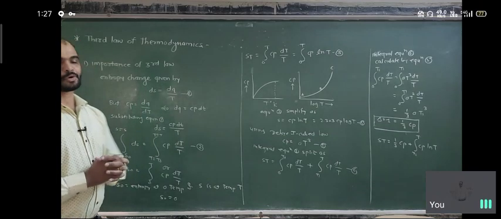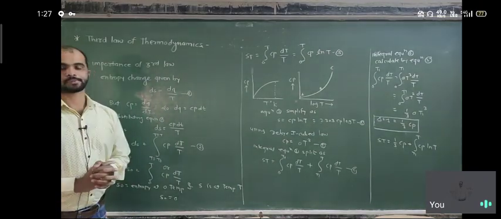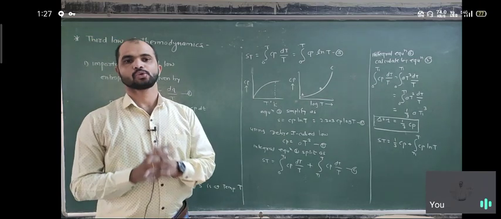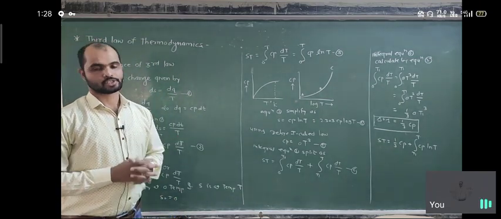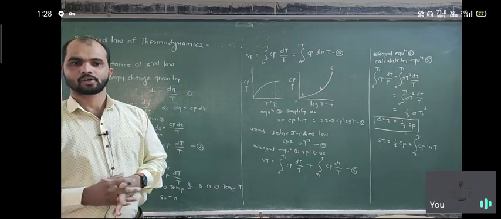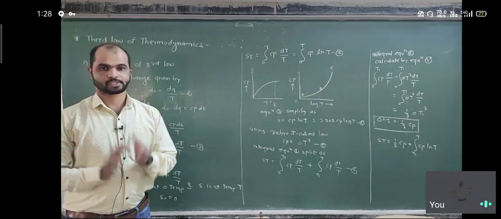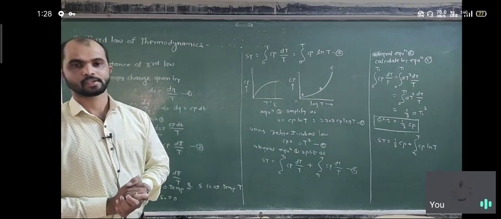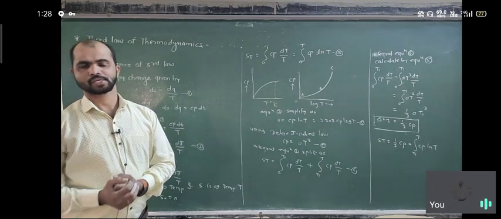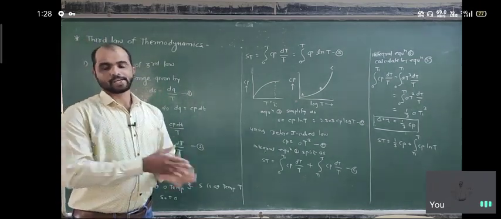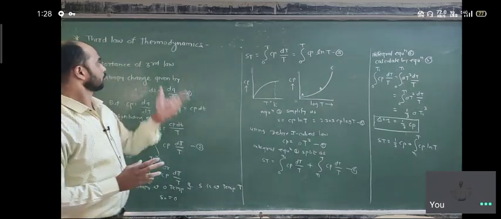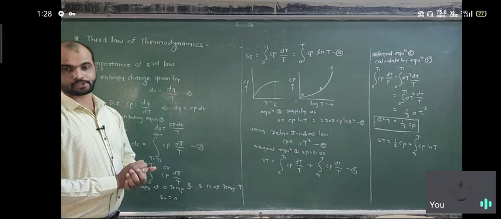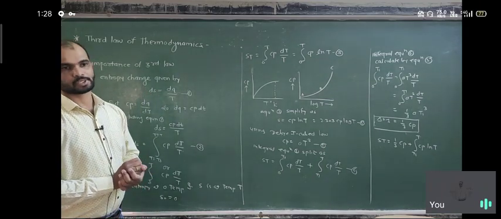Okay, so the last point of the chapter is the third law of thermodynamics. We already discussed the two laws. The first law is the conservation of energy, and the second law says no machine can have efficiency 1, meaning 100% of heat converted into work is impossible, and it introduced entropy.